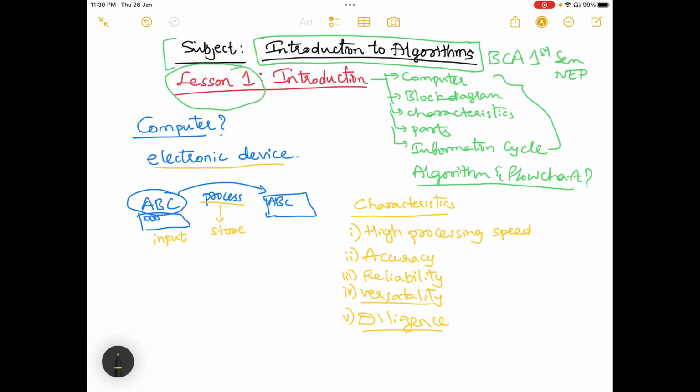So when I say diligence, it means you can give as much work to the computer, it will never get tired unless the power is supplied, right? So it doesn't feel tired. That is what is meant by diligence.